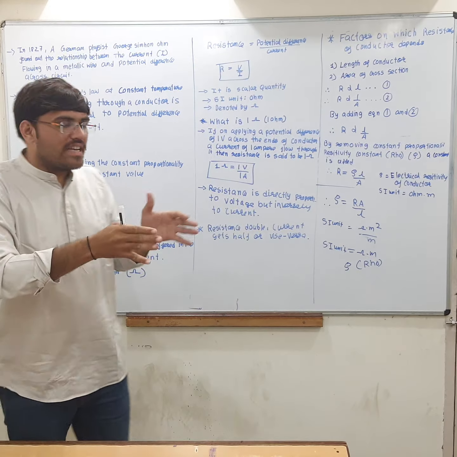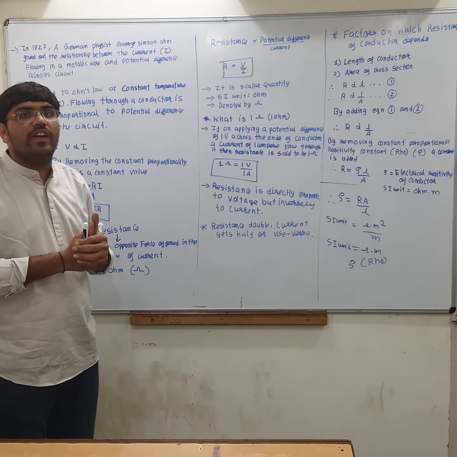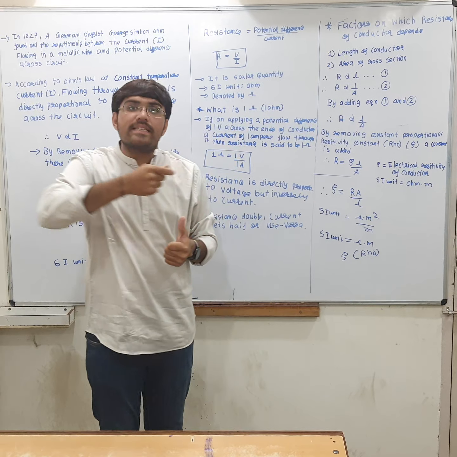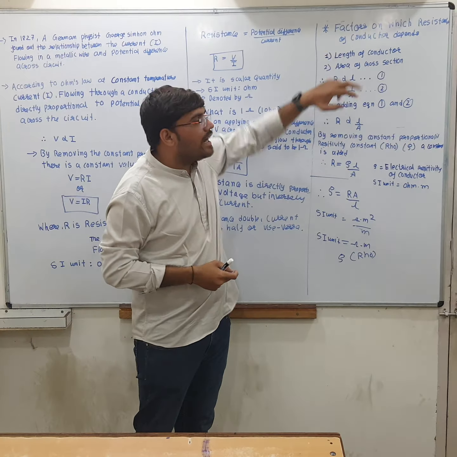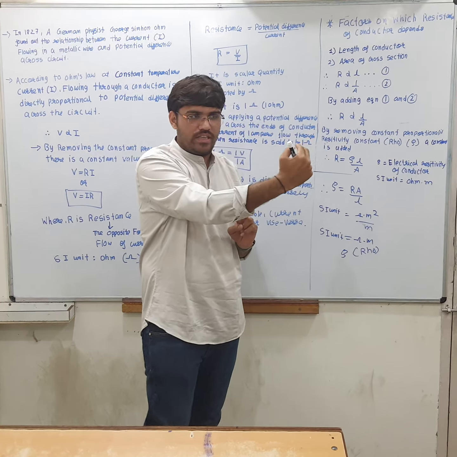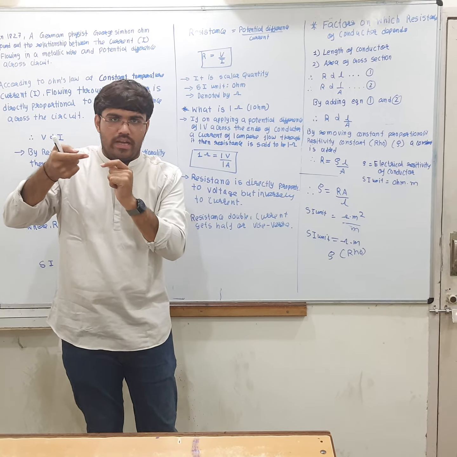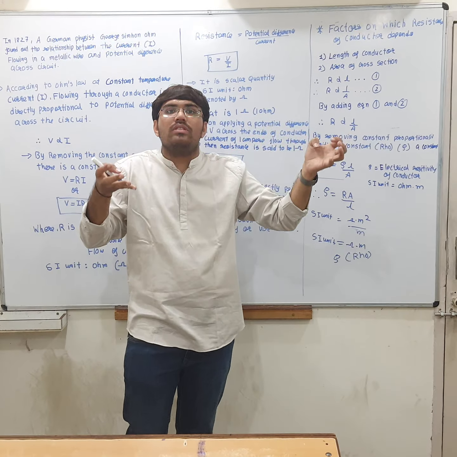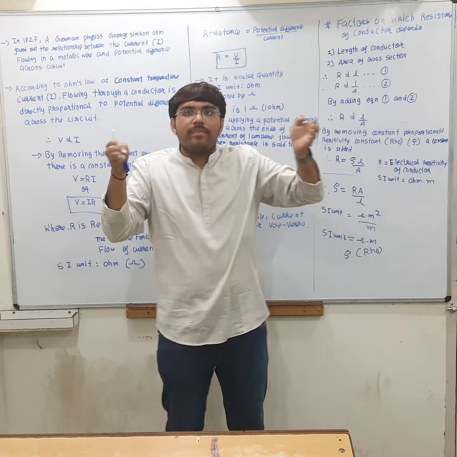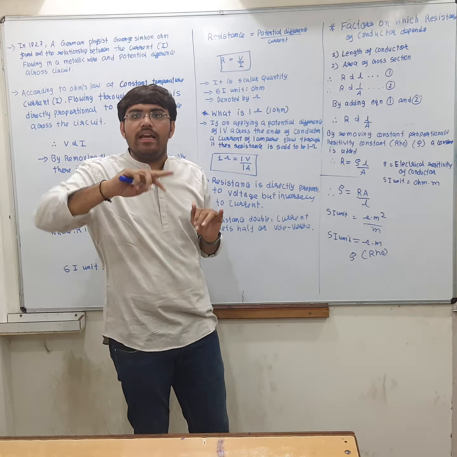The last part of this lecture is the factors on which resistance depends. The opposing force in our wire depends on two factors: its length and its area of cross section. A wire has a cross section. The bigger the length, the more the resistance. If the length is 2 meters the resistance is less, and for 5 meters the resistance is more. What about the area of cross section? The larger the cross section, the lower the resistance. So they are in an inverse relation.